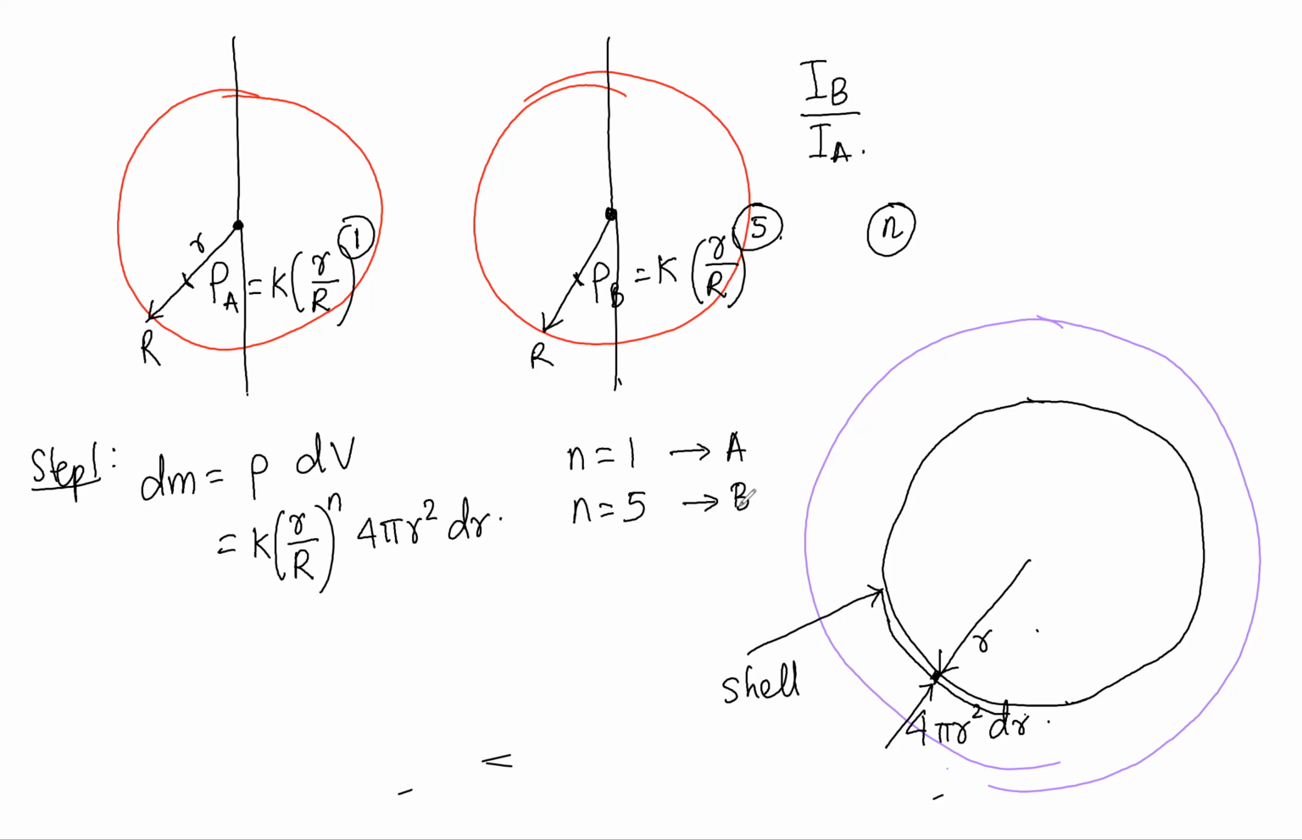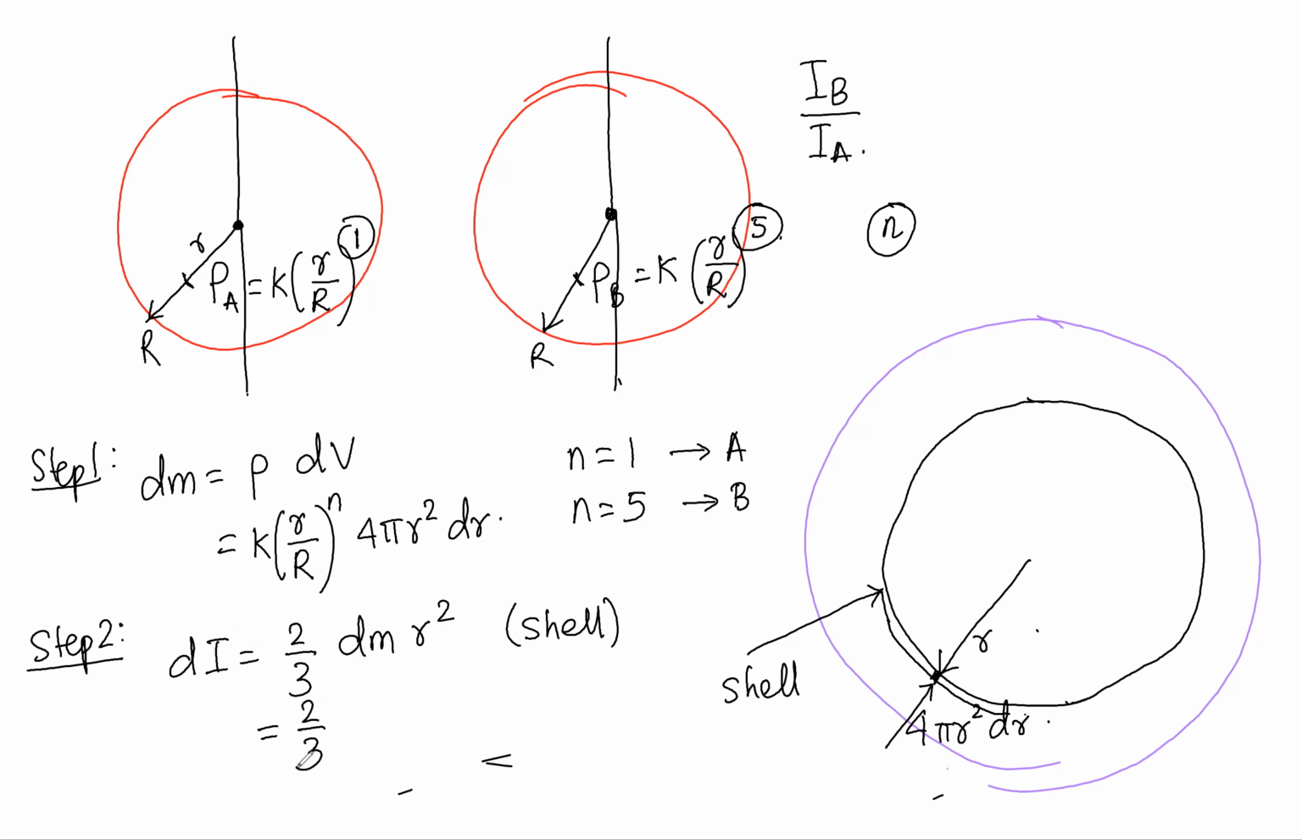That way I can just do one calculation and find out the answer for both of them. Step 2. What is the moment of inertia of a shell? The moment of inertia of a shell is equal to 2 by 3 into dm into the radius of the shell squared. What we have is a shell, 2 by 3 mr square. So this is 2 by 3 into dm.